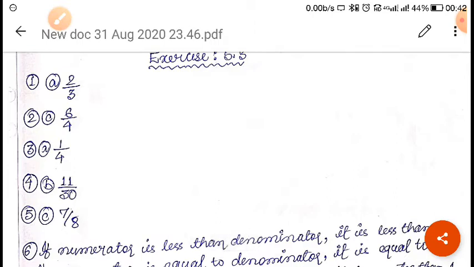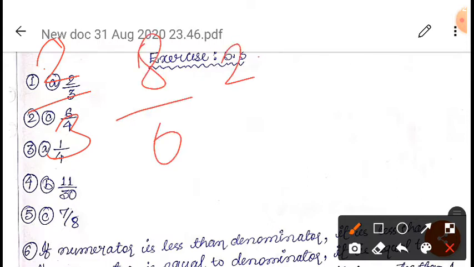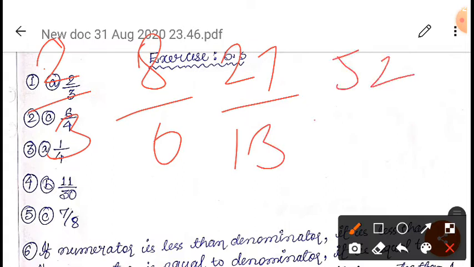In exercise 5.3, question number 1 is: which among the following is a proper fraction? They have given a is 2 by 3, b is 8 by 6, c is 27 by 13, and d is 52 by 11. Let me write this. A, they have given 2 by 3, in b they have given 8 by 6, c is 27 by 13, and d is 52 by 11. And from here they are asking to find the proper fraction.